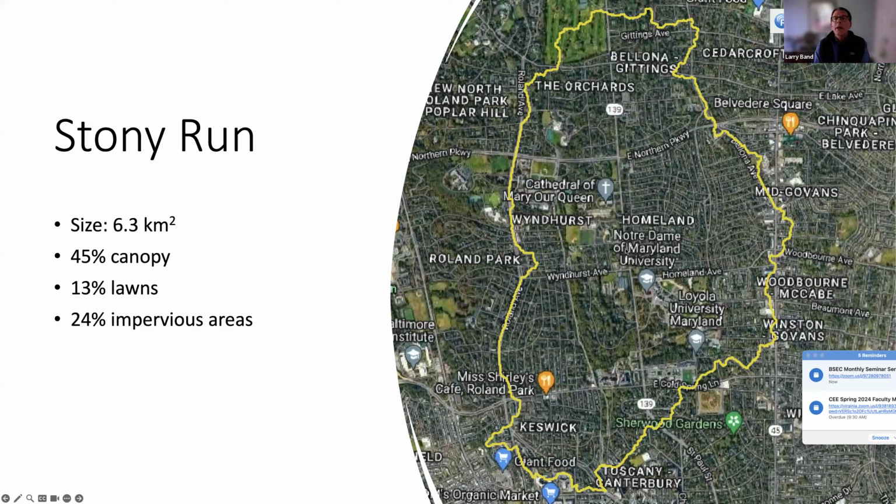Stony Run, similar and older development. Scott's Level built out in the 60s or so. The 70s, this is built out, I'm going to guess 10s to 20s or so. So older infrastructure here in general. Those of you who are sitting in Johns Hopkins, I think you're just a little bit south of here, but you could lean out your window and wave at this point. About 45% canopy. It's already fairly forested. 13% lawns, 24% impervious areas. It has more canopy actually than Scotts Level Branch.